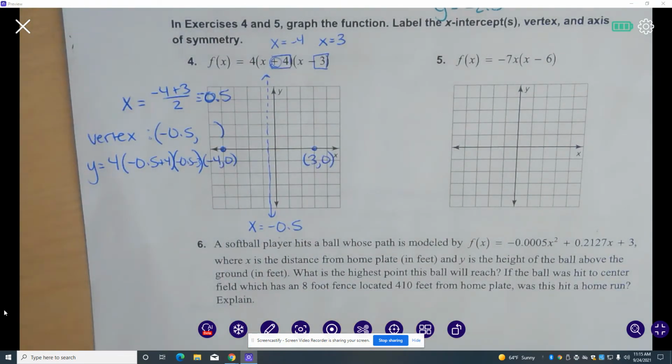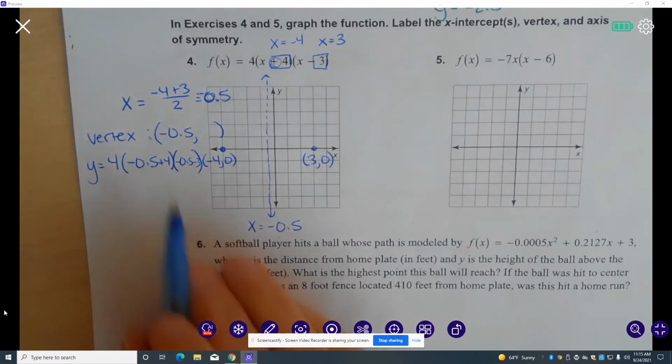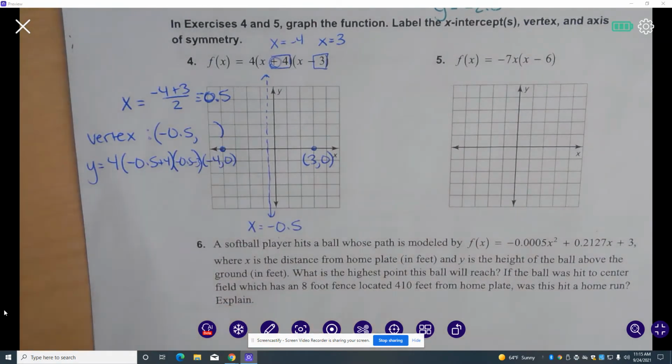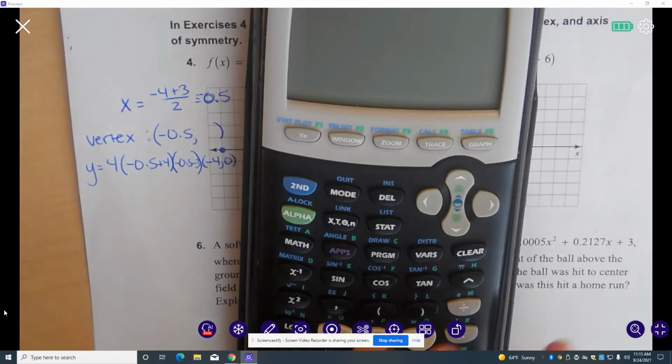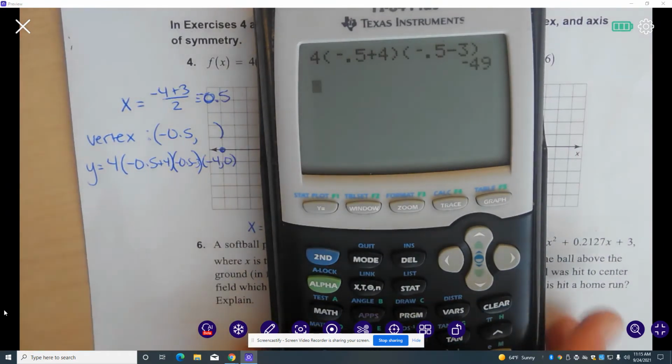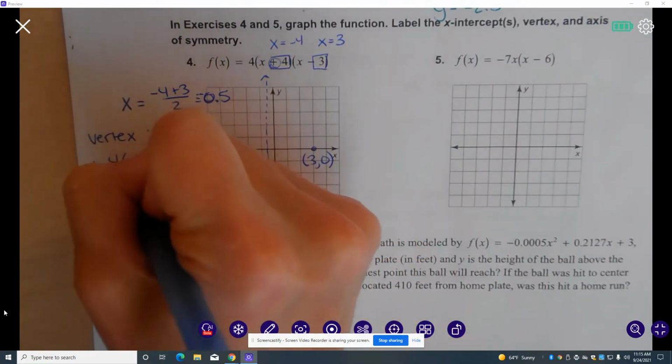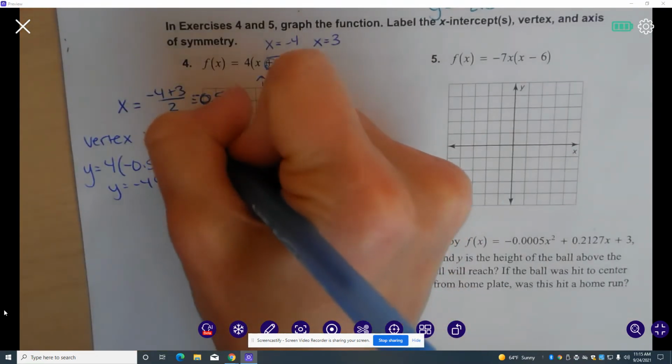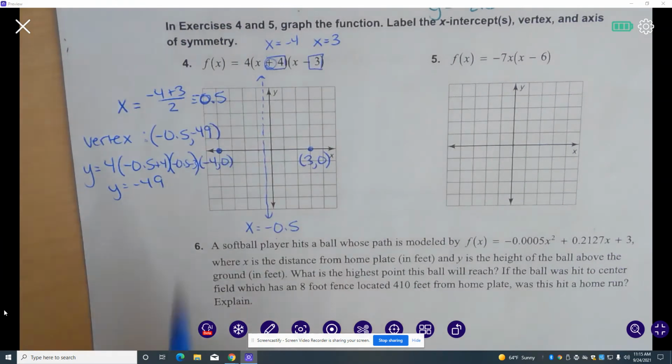So I'm going to calculate that in my calculator. I would type it in exactly how you see it with parentheses. So 4 times negative 0.5 plus 4 and negative 0.5 minus 3. And you get a y value of negative 49. So my vertex is at negative 0.5, negative 49.